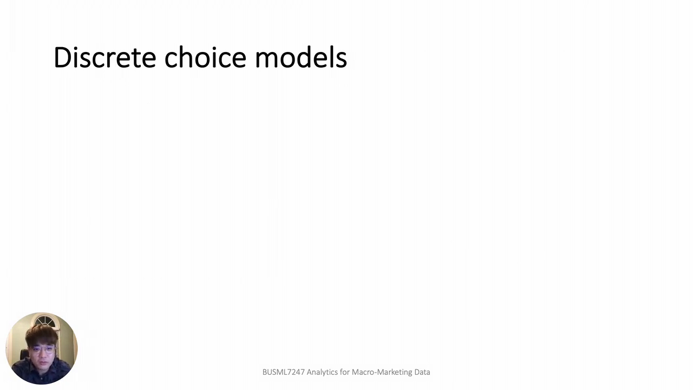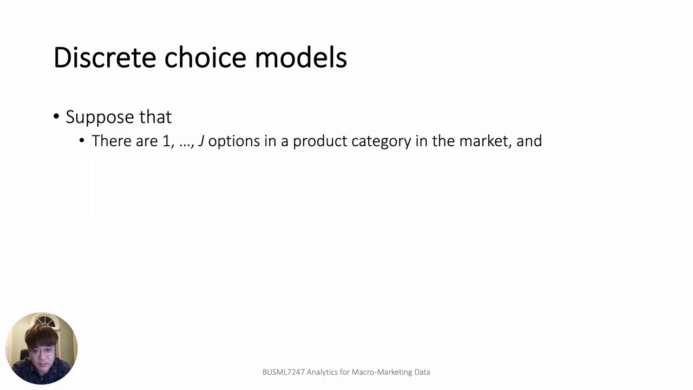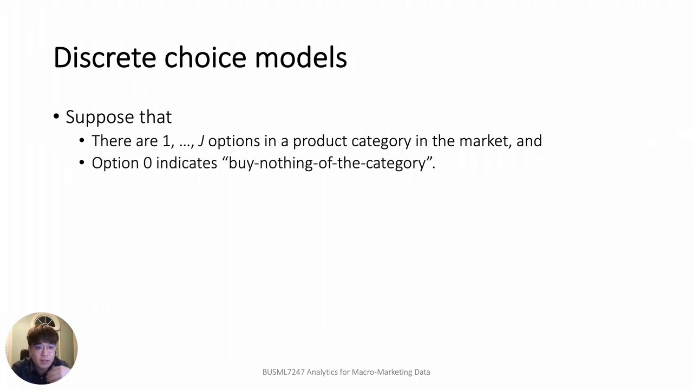Now, I'm going to generalize the choice rule and derive choice probability from the choice rule. Suppose that there are capital J options in total in a product category in the market. And also, suppose that consumers can opt out of the choice. That is, they can buy nothing of the category. Let's use 0 to indicate this special option, and this option is usually referred to as the outside option.